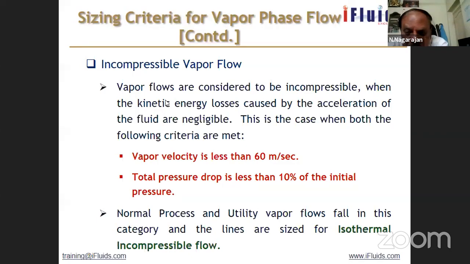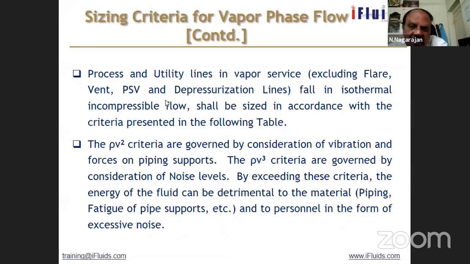Normal process utility vapor flows fall in this category. The lines are sized for isothermal incompressible flow. Isothermal, you mean there is no change in temperature. And vapor services excluding flare, vent, PSV fall in isothermal compressible flow. And in most cases we restrict the velocity of vapor or gas in the range of 15 to 30 meters per second. So mostly we reach incompressible flow only. So you can easily remember.